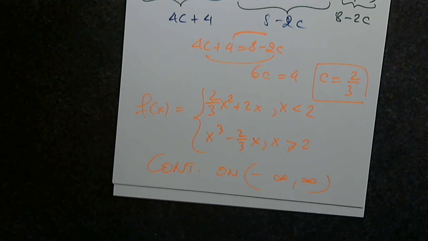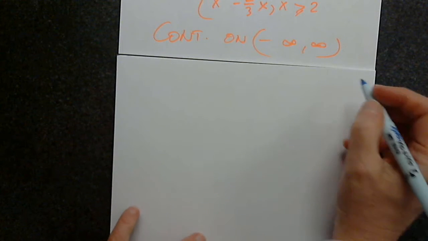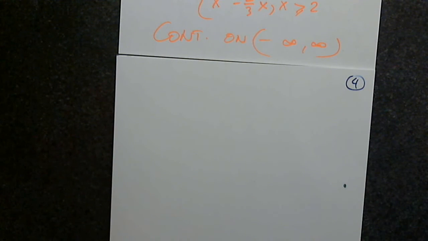We made it. Because we set a condition that the limit from the left equals the limit from the right equals the function value at 2. Absolutely. This is absolutely continuous everywhere. No questions? Here is my version of it. Any questions, please? Everything clear? Okay.